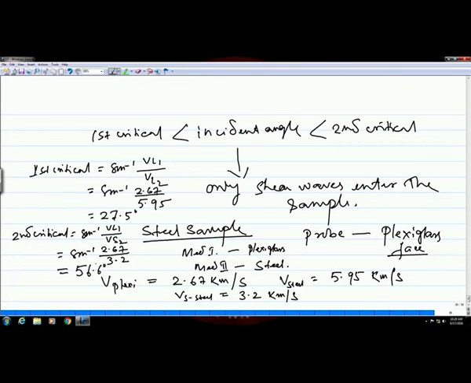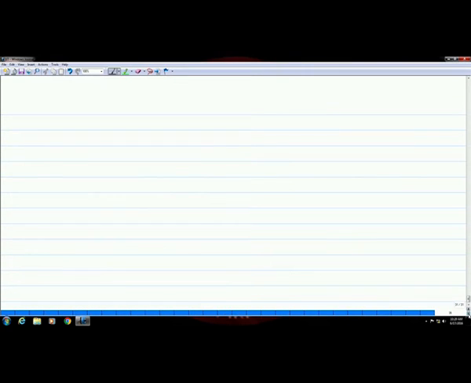Okay. So, that means, if you want to inspect this steel sample using an angle probe, so as I said, you need to ensure in that case that only shear waves are entering the sample to avoid that confusion. So, you need to ensure that the incident angle is in between 27 and 56. So, an incident angle for this case for the steel sample, which is between these two. So, an incident angle like 40 to 45 degree will be good in this case.